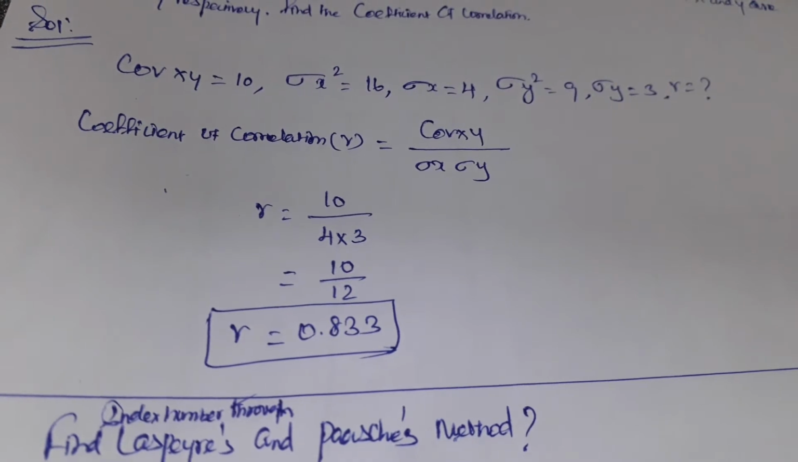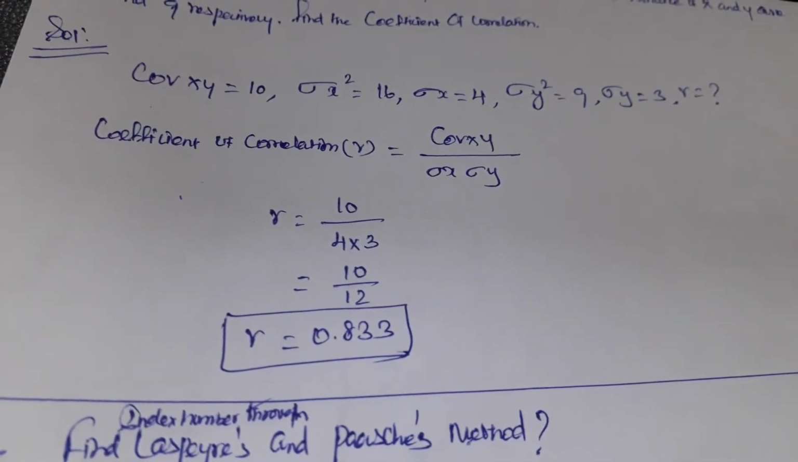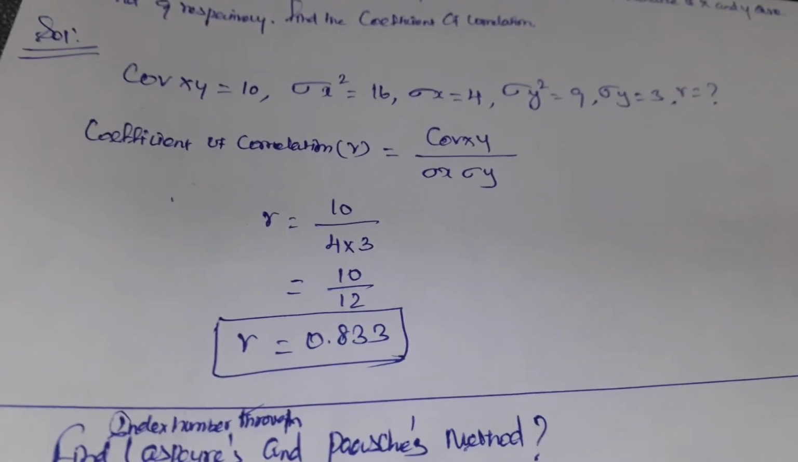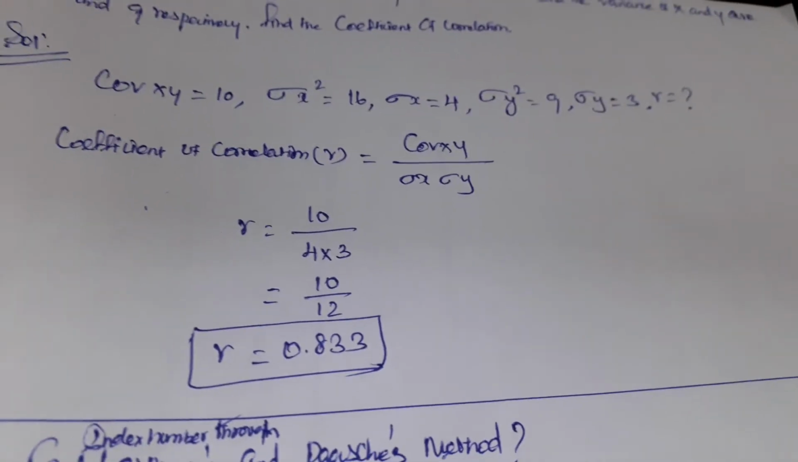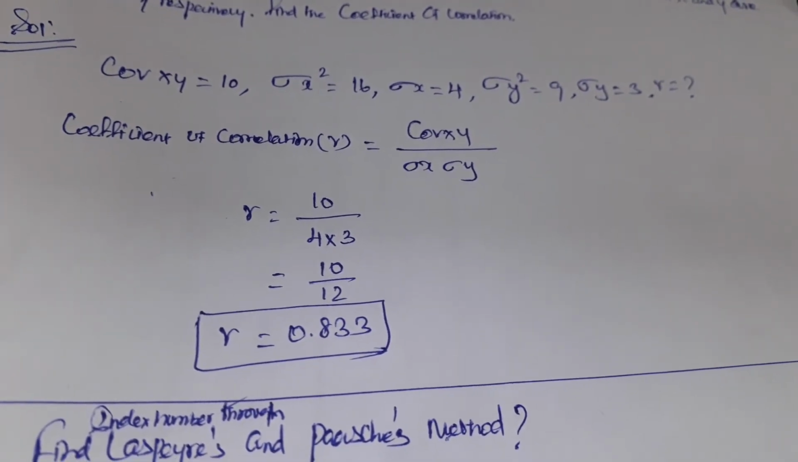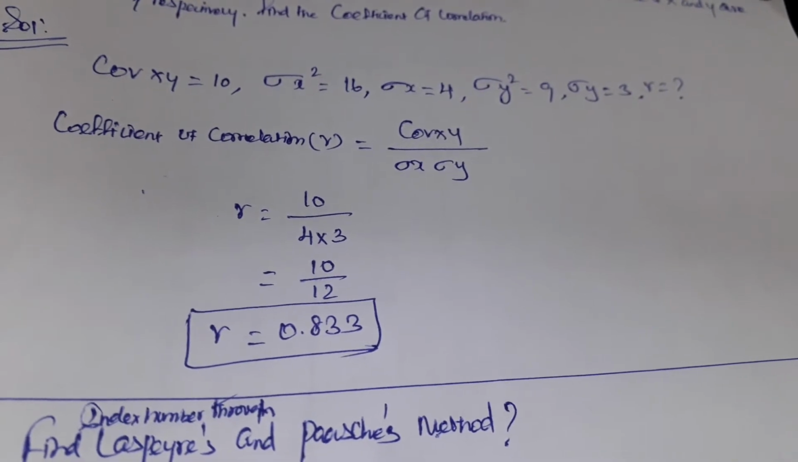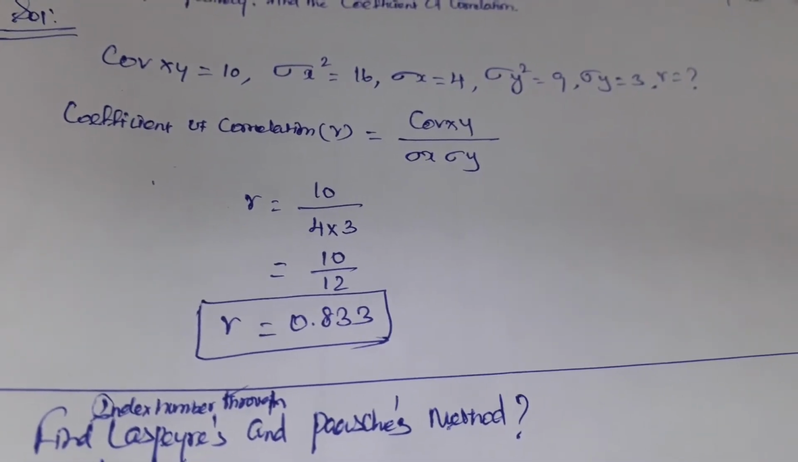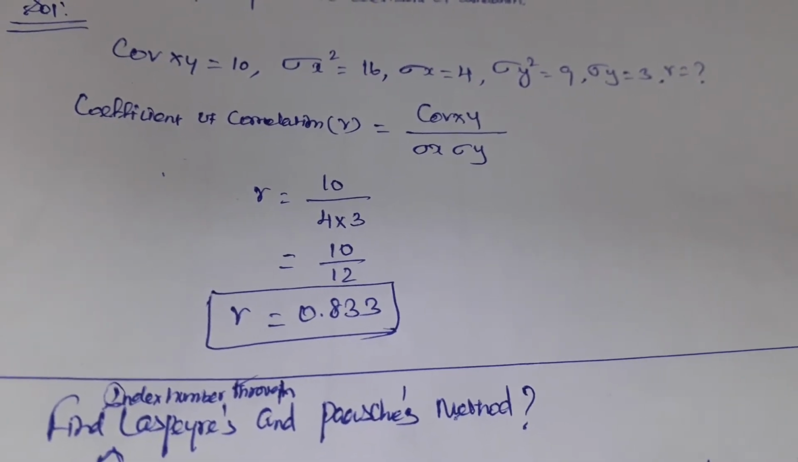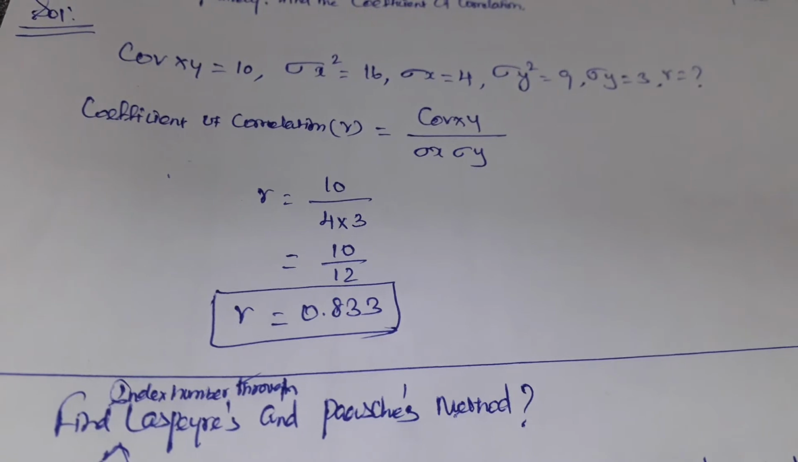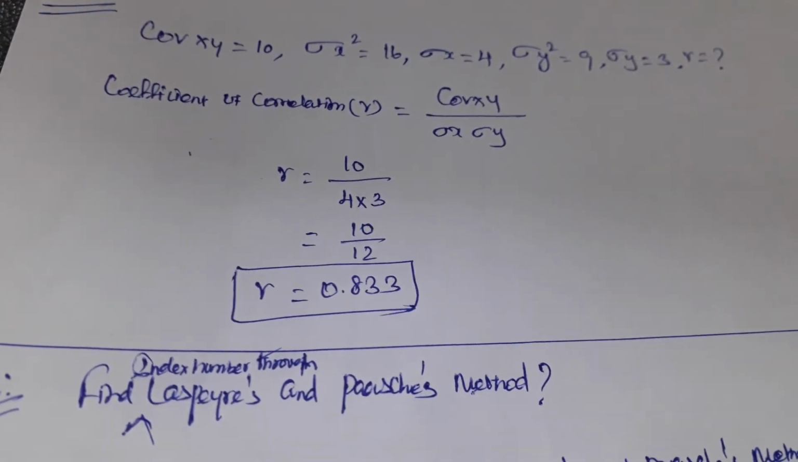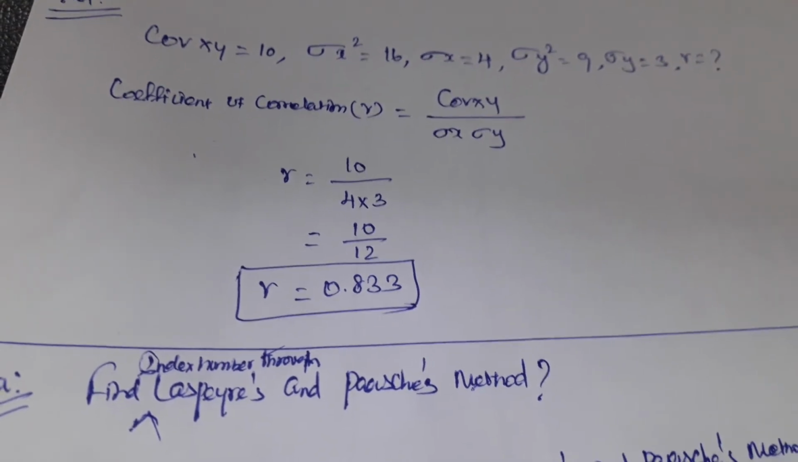So the coefficient of correlation is usually denoted by small r. The formula is the covariance of x and y divided by the standard deviation of x and the standard deviation of y. We already know the values, so just put the values in the formula, and we get the answer r equal to 0.833. It is our coefficient of correlation.